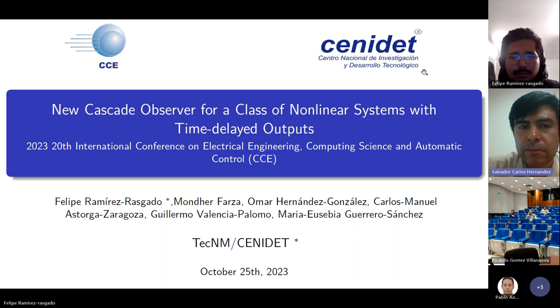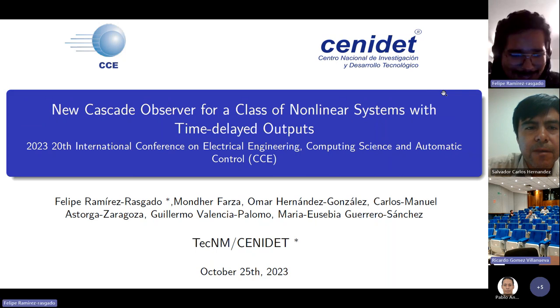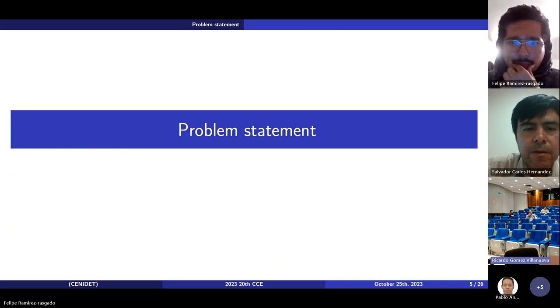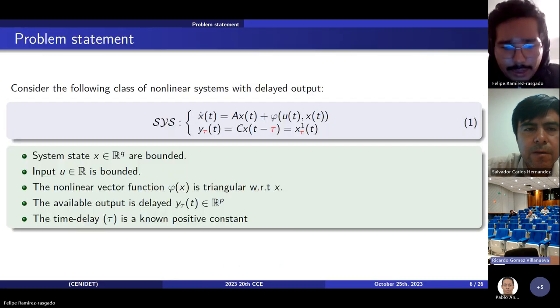No one? I have one question. Go ahead, please. Felipe, in this class of nonlinear systems with your observer, how do you replace the separation principle? Because you have the nonlinearity. What kind of nonlinearities are admissible to guarantee the stability in your cascade scheme?